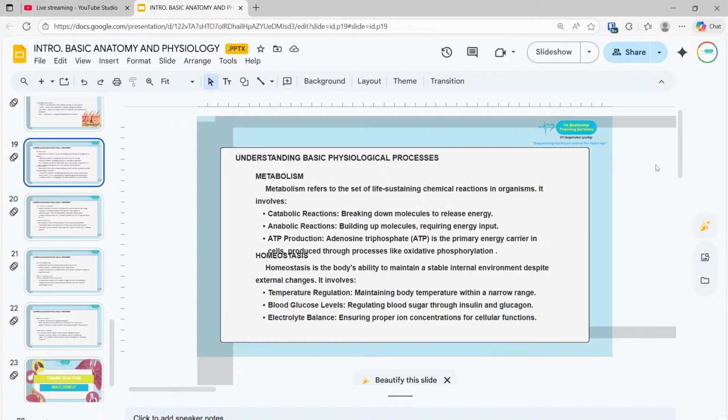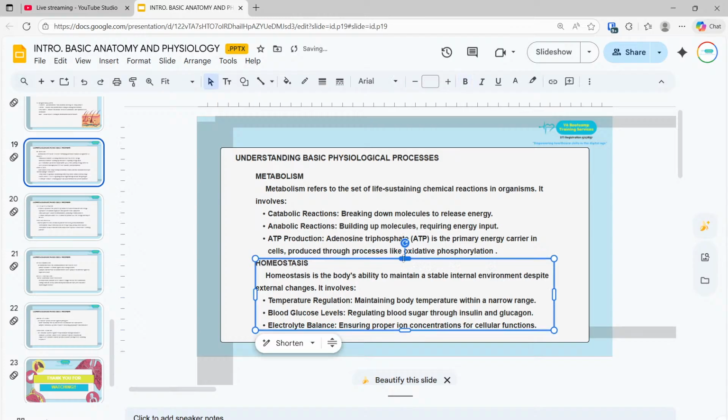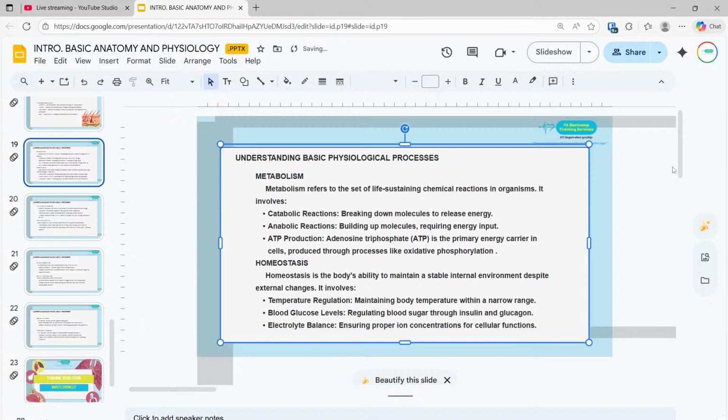All right, next is understanding basic physiological processes. Okay, let's start with the metabolism. Metabolism refers to the set of life sustaining chemical reactions in organisms.